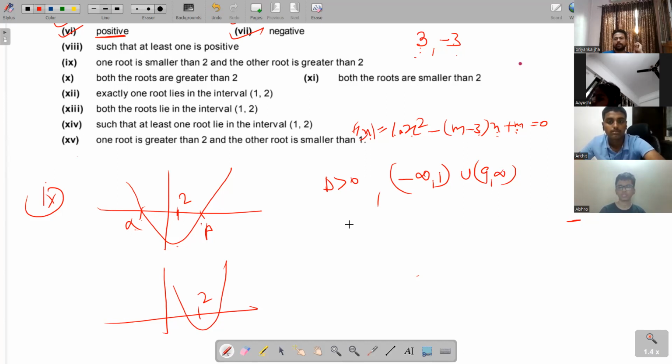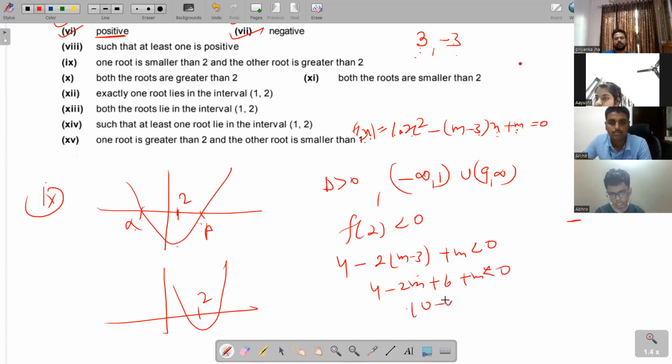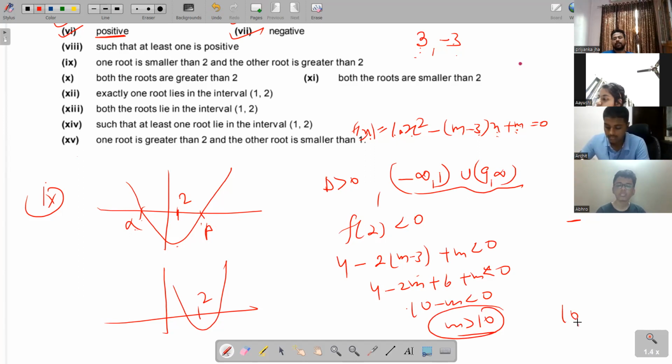So F2 has to be negative, right? So put here, that is 4 minus 2 times m minus 3 plus m is less than 0. So 4 minus 2m plus 6 plus m is less than 0. So 10 minus m is less than 0. m has to be more than 10. So if you see the common, it would be 10 to infinity. Yes, this is what came.